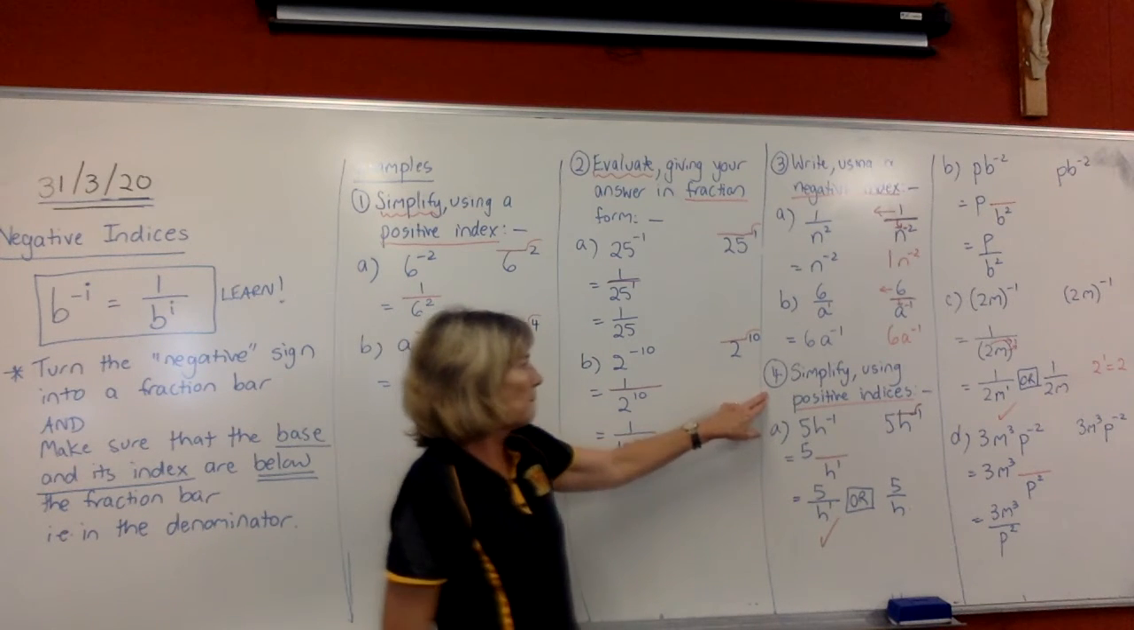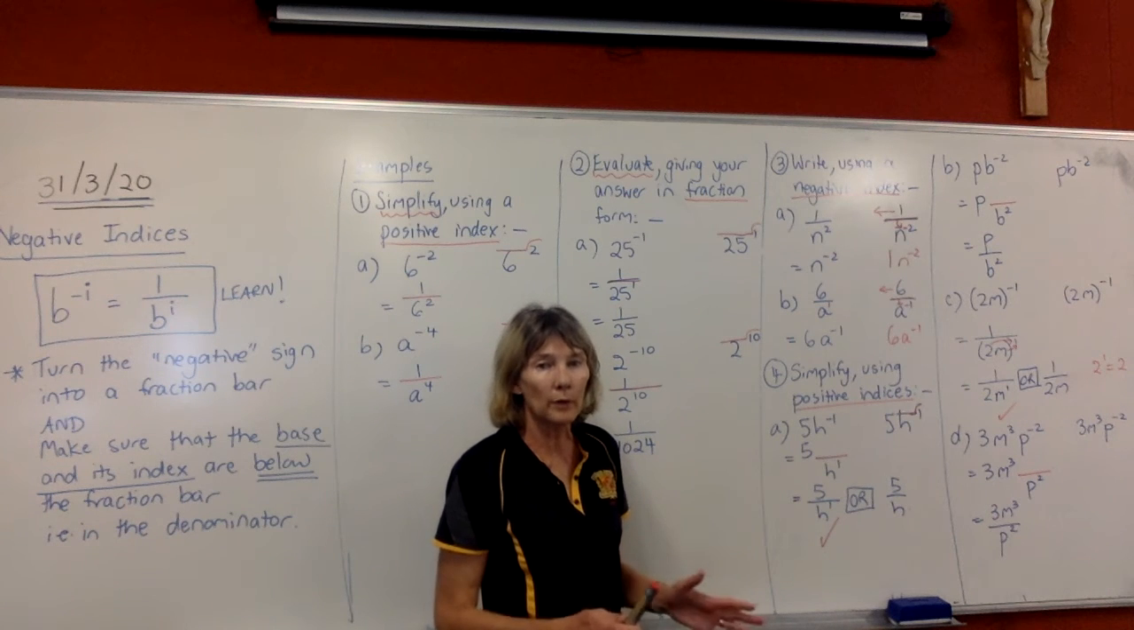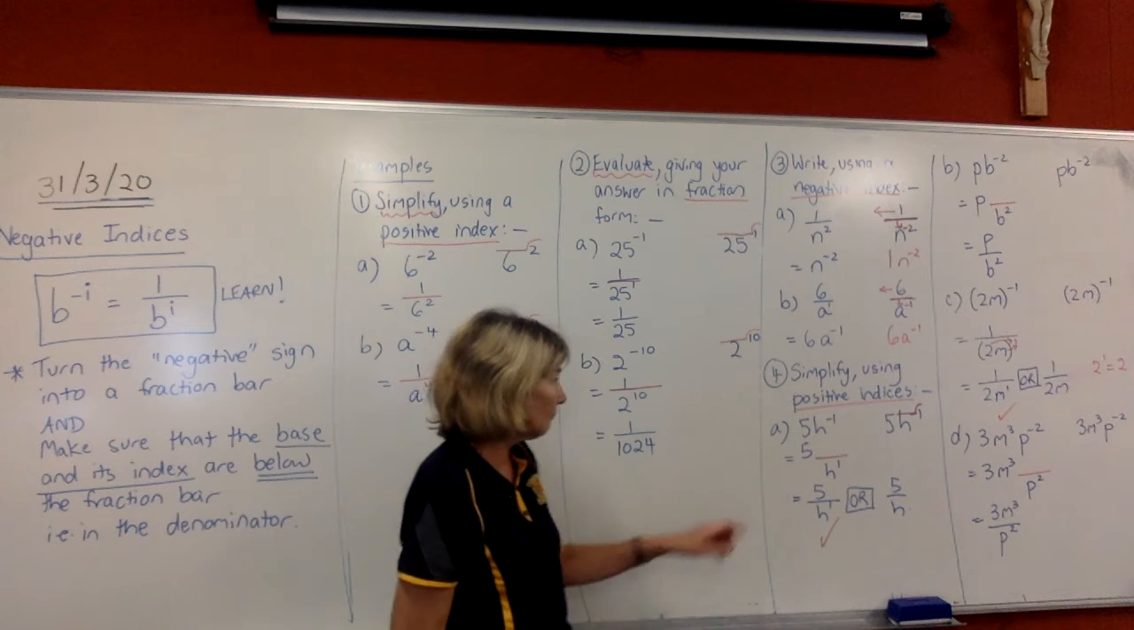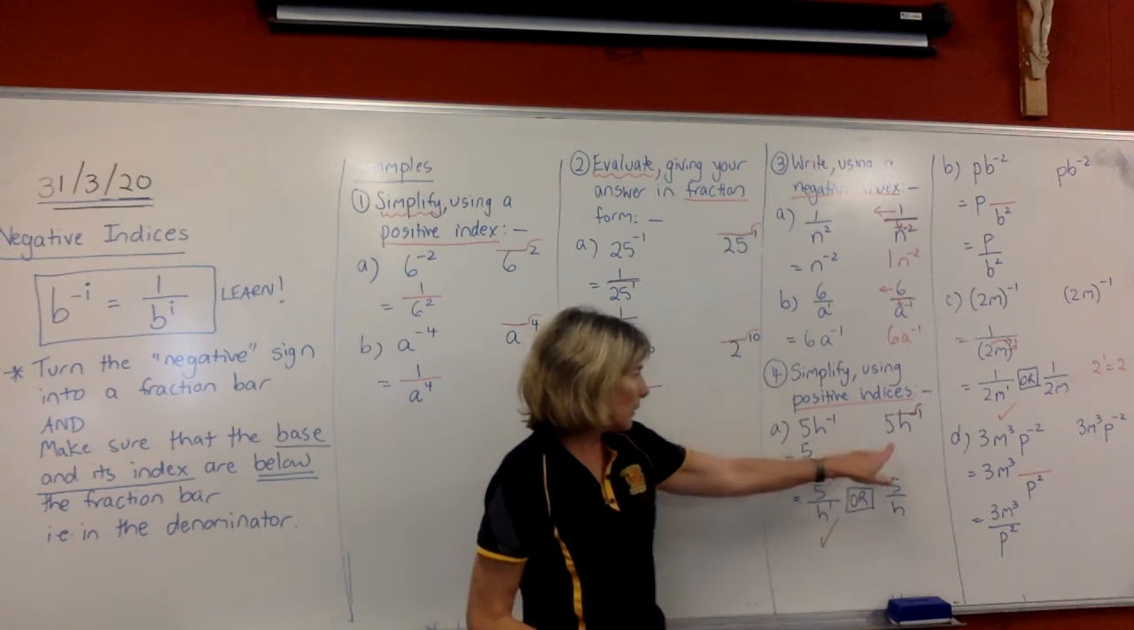Alright, in number 4, we're going to simplify using positive indices. So you stop when you've got your positive index. The question says 5h to the power of minus 1. So we're going to write it over here.